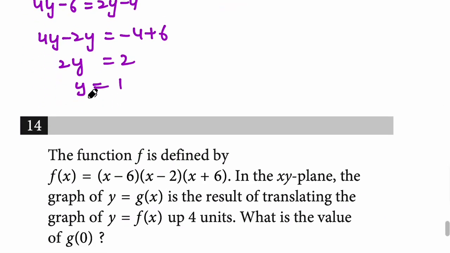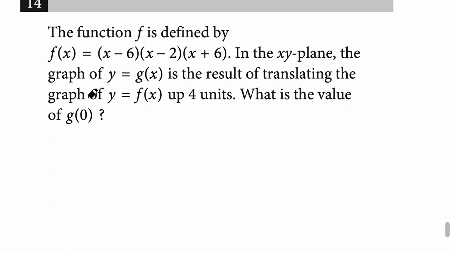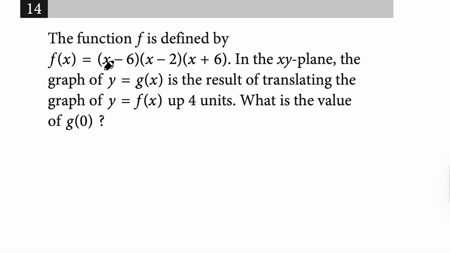Okay, I say this a lot. The function f is defined by f(x) is equal to (x minus 6)(x minus 2)(x plus 6), 3 factors. In the xy plane, the graph of y is equal to g(x) is the result of translating the graph of y is equal to f(x) up 4 units. Now, when the graph is moving up or down, let's say this is the real graph. It's not for this equation, but I'm just taking a parabola so that I can explain the concept.